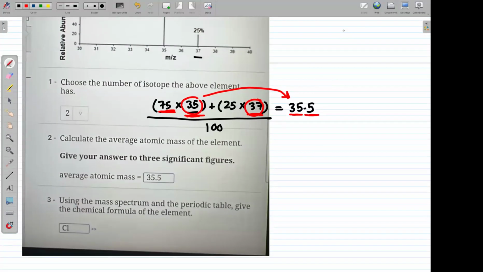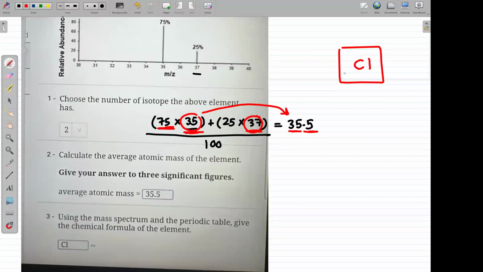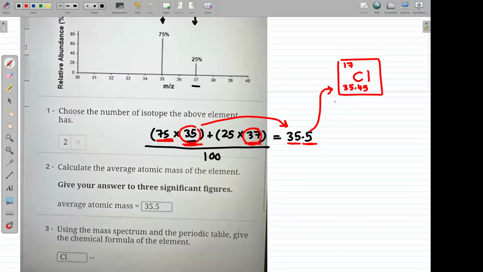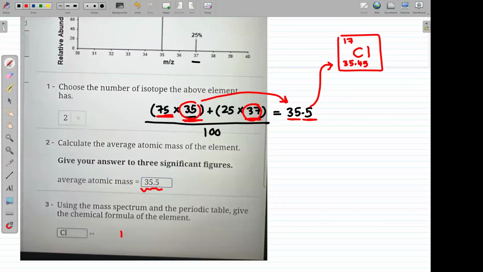And this is the number that you will see in the periodic table. If you check chlorine, you will see the mass is 35.45 or closer to that. That's why this is the mass of the element. Using the mass spectrum and the periodic table gives the chemical formula. I will go and see in the periodic table, and keep checking the numbers. I will see the only number which is very close. I will look by the mass number for sure. The mass which is closest is chlorine, 35.5. Now let's go to question number 2.